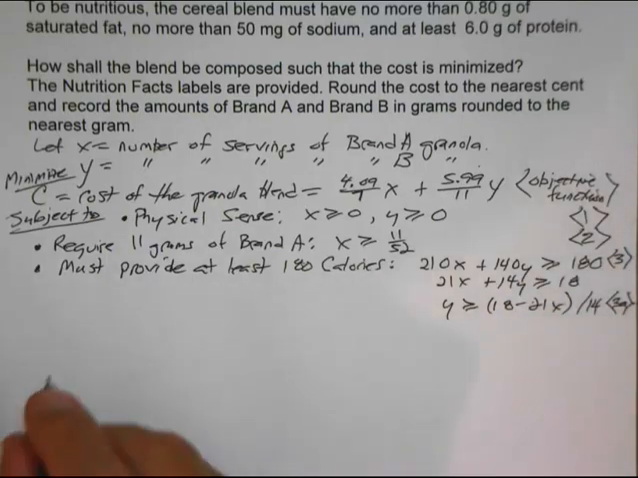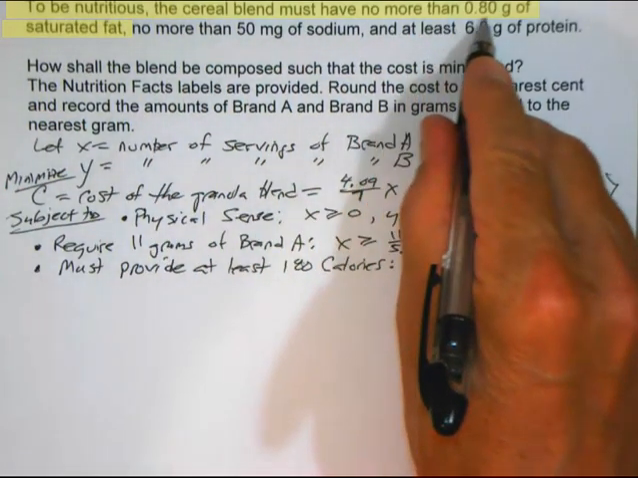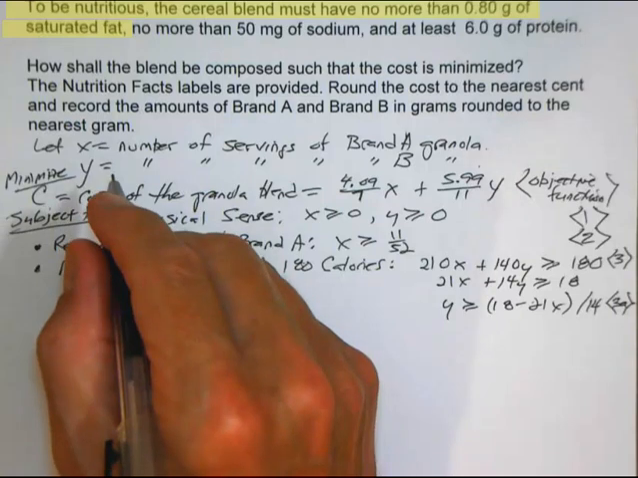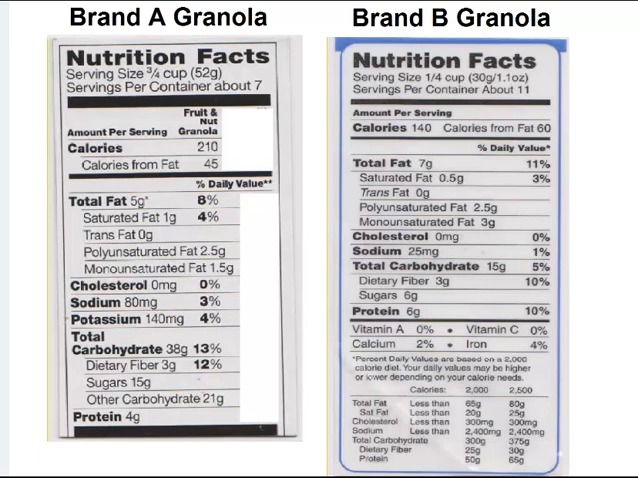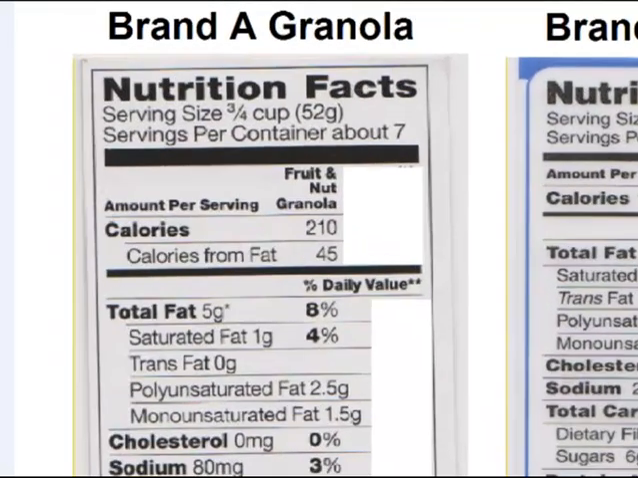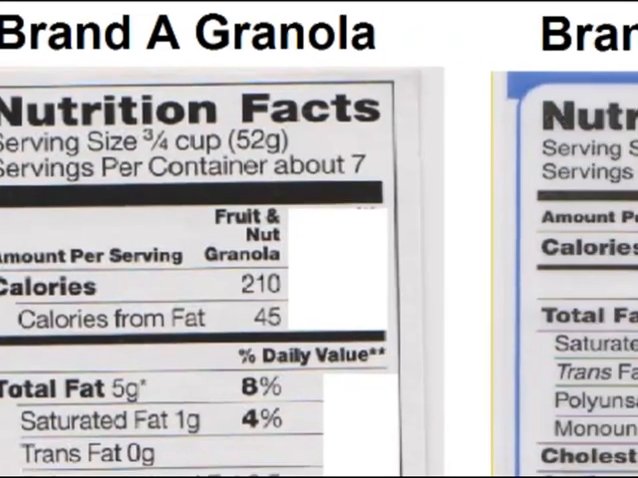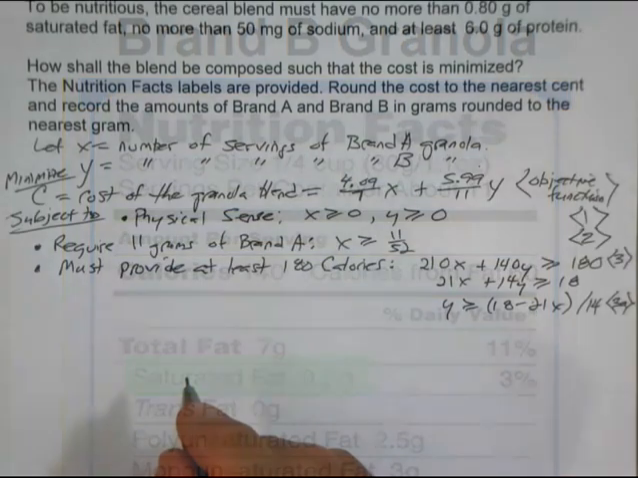What else have we got here? To be nutritious, the cereal blend must have no more than 0.80 grams of saturated fat. What to do there? Take a look at the nutrition fact labels. The concern is the saturated fat. Careful here, not the total fat, saturated fat. In brand A, we see that for one serving, there is 1 gram of saturated fat. Looking at brand B, the saturated fat for one serving is 0.5 grams. Now we can formulate for our entire blend.